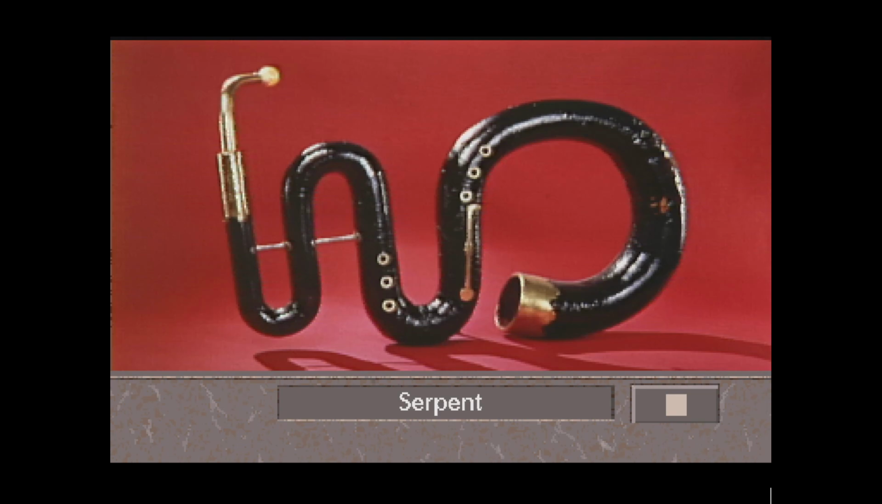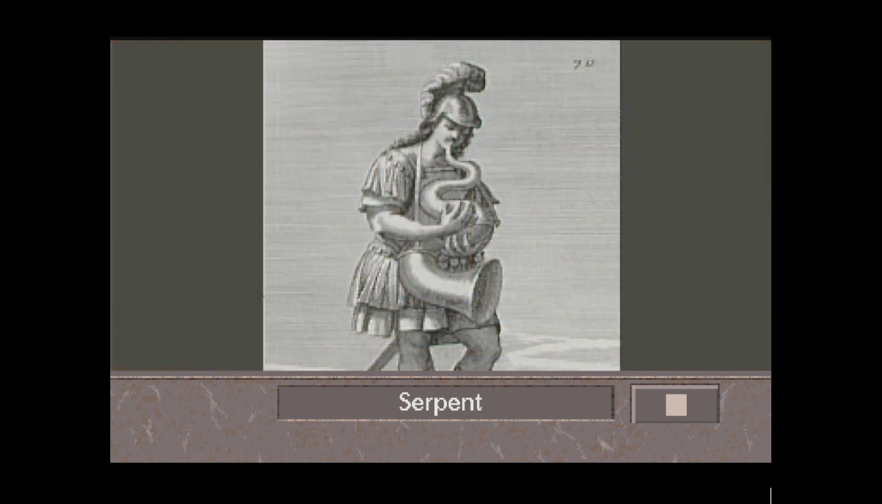The sinuous shape of this obsolete bass wind instrument gave it its name. The form was quite practical, bringing the finger holes and keys within reach of the player.